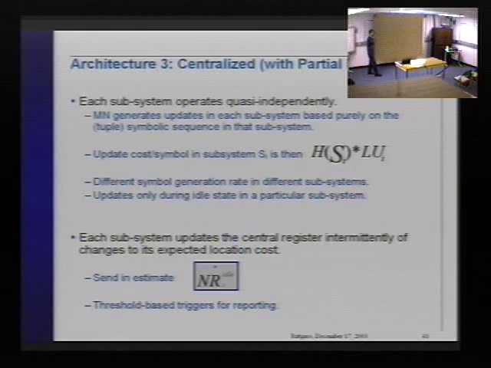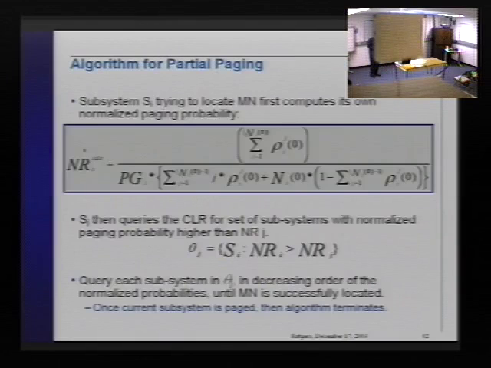In each subsystem, the MN tracks the movement only in that subsystem, so it's an independent location management system, and then you have the location update cost. The difference is that before a subsystem begins paging a mobile, it goes to the central register and asks, are there any better subsystems as far as you know? The way we do that is, periodically each subsystem sends an update of its estimated cost to page the mobile. So, what is my estimate? If you ask me to page, what will be my average cost in paging? I send that to the central register, and we use a threshold-based trigger for reporting new changes.